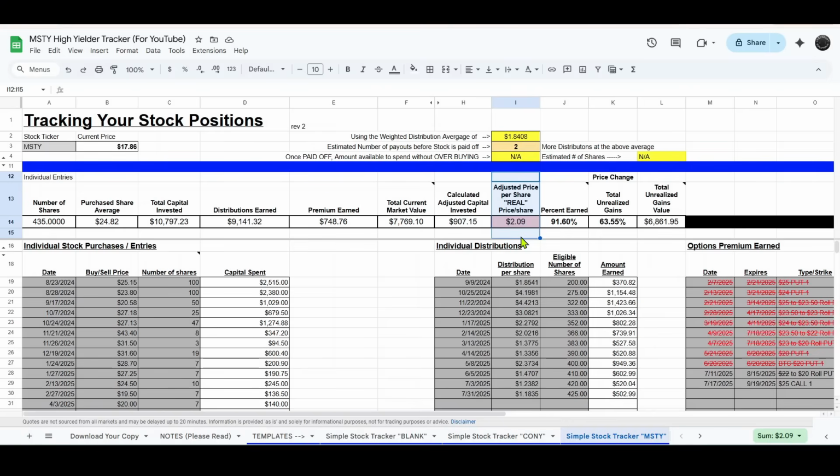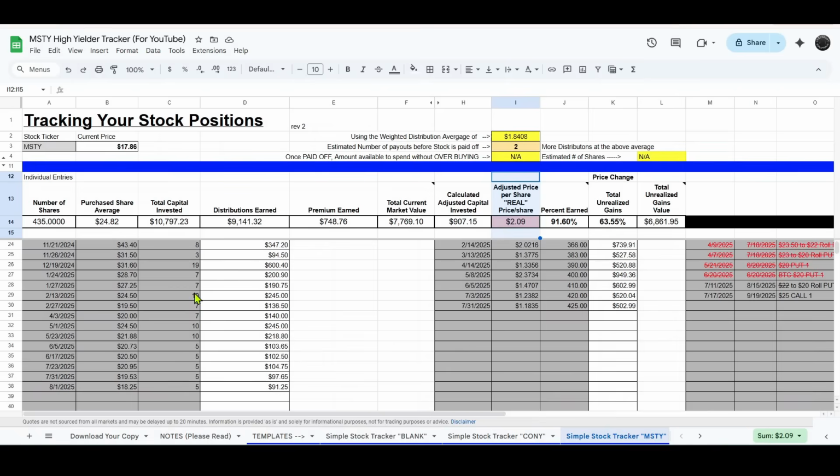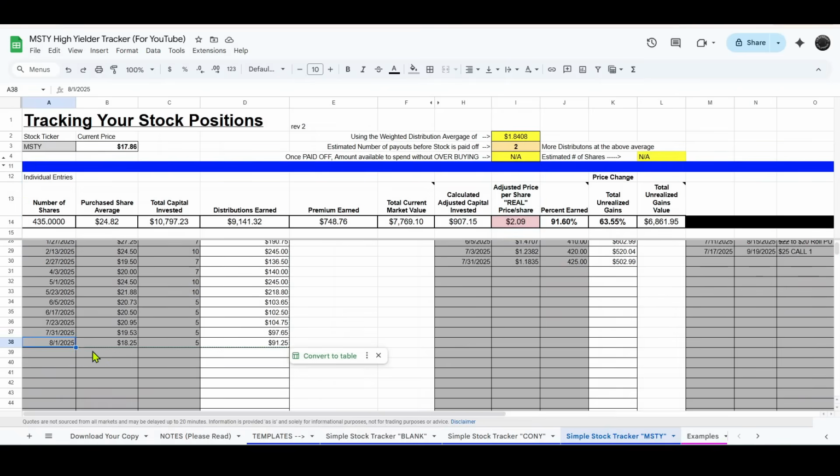So let's go right ahead and enter in my new entries. To do that, we'll go right over here to the individual stock purchases and entries. I'll scroll right on down because I've made a few of them. And we will enter in the date. The date that I made this one was on August the 14th.